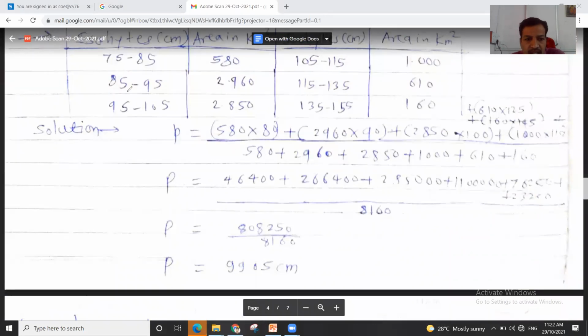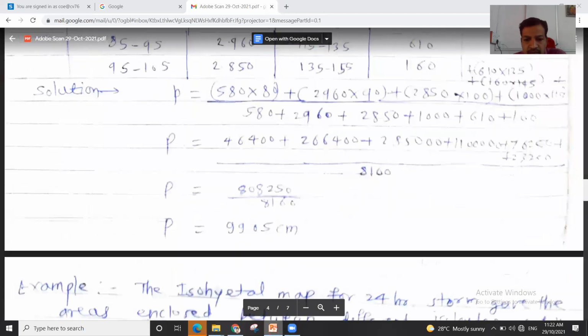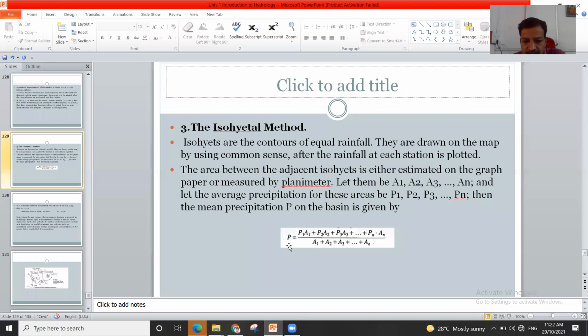See this? तर दोन्हीचे इथे आयसोएट या दोन व्हॅल्यूज दिलेले 75 to 85. त्या दोन्ही मधला व्हॅल्यू घ्यायचा आहे, एव्हरेज व्हॅल्यू 580. तर फॉर्म्युला इथे दिले पहा. आयसोएटल मेथड, तर पी प्रेसिपिटेशन काढायचं, तर त्याचं हा इक्वेशन आहे.